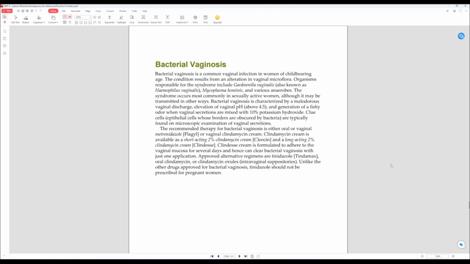Clindamycin cream is available as a short-acting 2% clindamycin cream and a long-acting 2% clindamycin cream. The long-acting cream is formulated to adhere to the vaginal mucosa for several days, and therefore can clear bacterial vaginosis with just one application. Approved alternative regimens include tinidazole, oral clindamycin, or clindamycin ovules. Unlike the other drugs approved for bacterial vaginosis, tinidazole should not be prescribed to a pregnant woman.